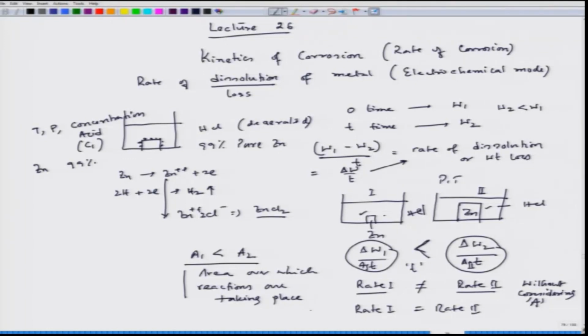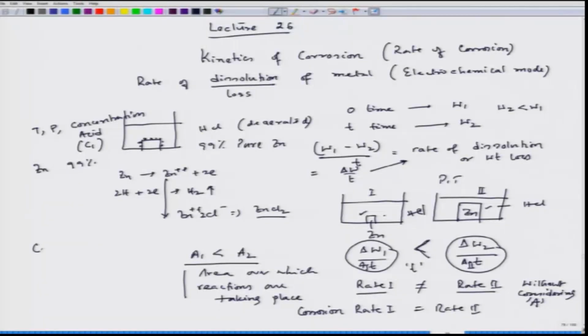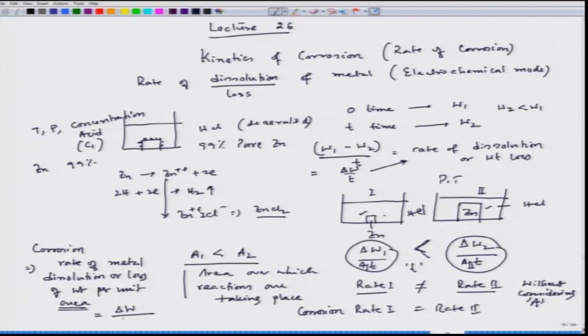So, that means the corrosion rate, or the dissolution rate of that particular metal per unit area, they are equal. So, that means this area is an extremely important factor while we consider the rate of corrosion, and we have to consider that corrosion is nothing but the rate of metal dissolution or loss of weight per unit area. This is an extremely crucial factor, and that means our formula would be del W by A T, or you can say mass per unit area per unit time.